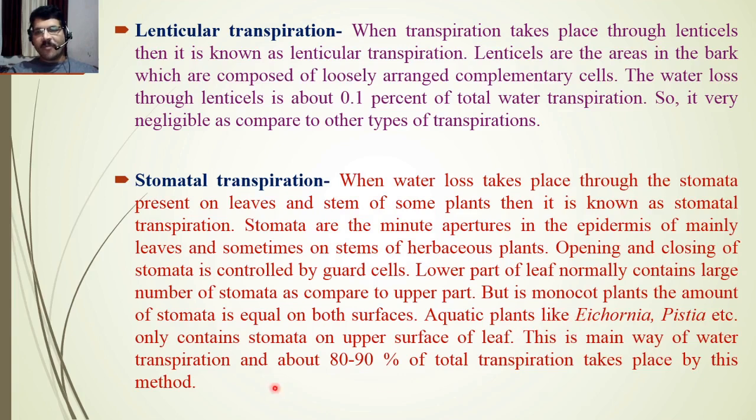This is the main way of water transpiration, and about 80 to 90% of total transpiration takes place by this method. So stomatal transpiration is the main way of transpiration, and the maximum transpiration which takes place in a plant takes place through this type, that is stomatal transpiration. As compared to lenticular and cuticular transpiration, most transpiration takes place by stomatal transpiration, that is 80 to 90%. So these are different types of transpiration.